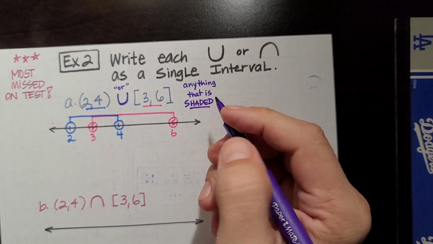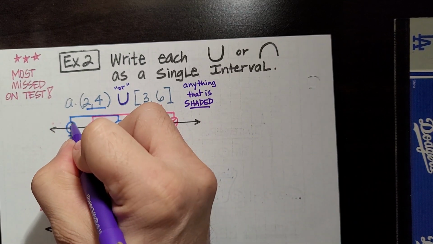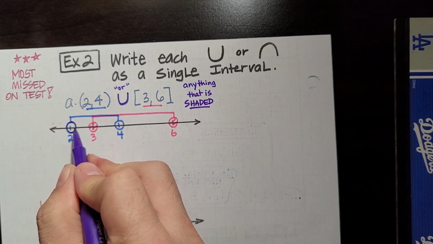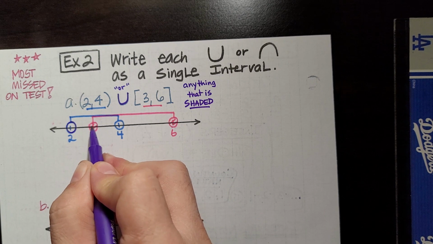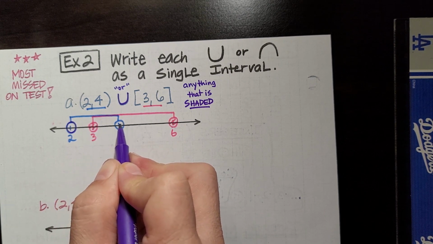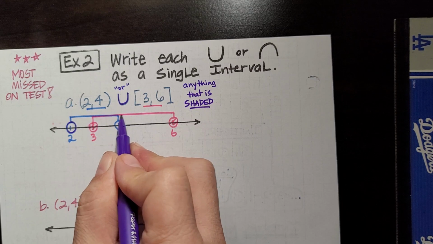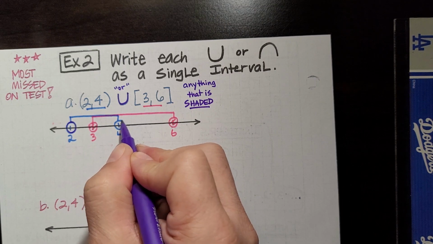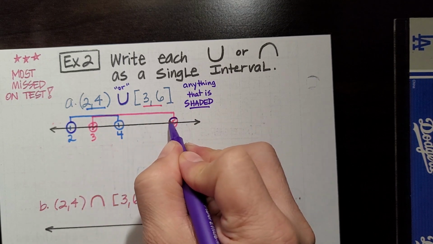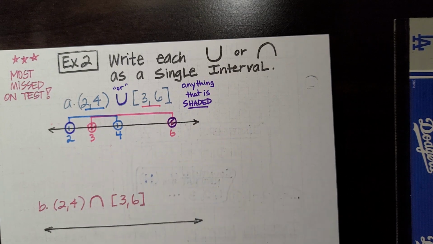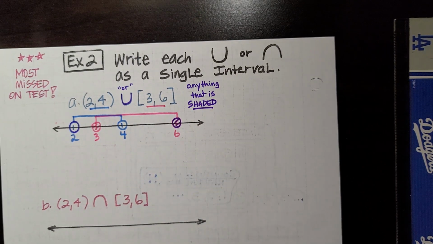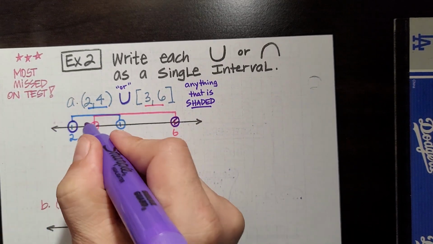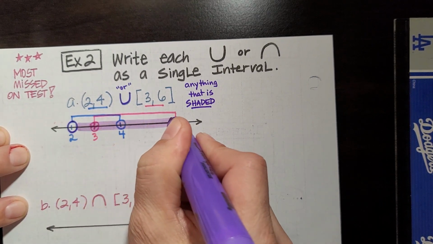Alright, so what's shaded? Well, here's what I notice is shaded. It starts at 2 but does not include 2. And then it includes everything between 2 and 3, including 3 and 4. Now 4 was not originally included over here, but it is included in my pink, or my second interval, so it's going to include this as well. And then it's going to go all the way to the number 6 and stop at 6, but include 6. So one last thing I'll do with the swipe of my purple highlighter. Like I said, start at 2 but not include it. Go from 2 to 6, include 6.